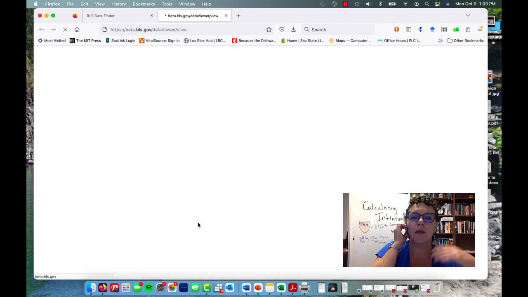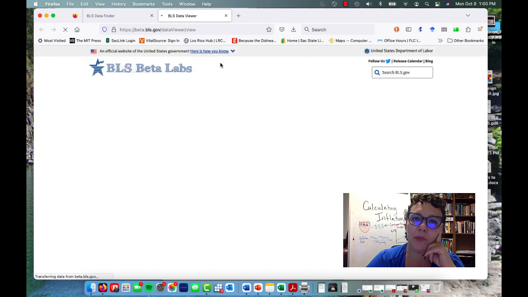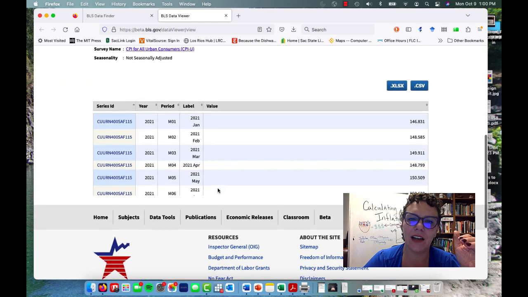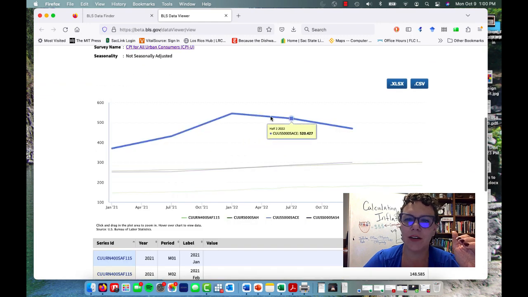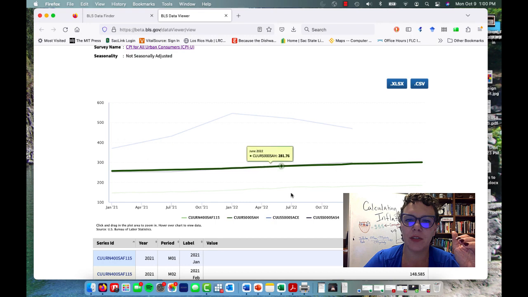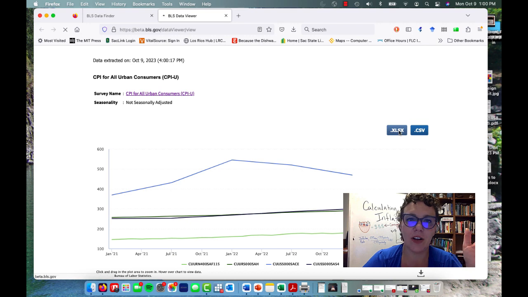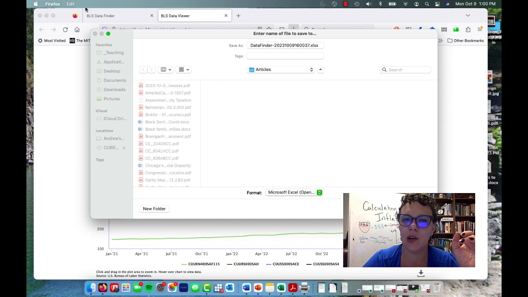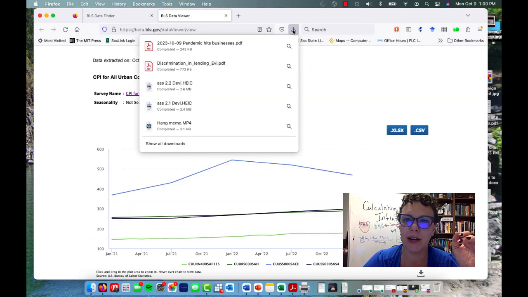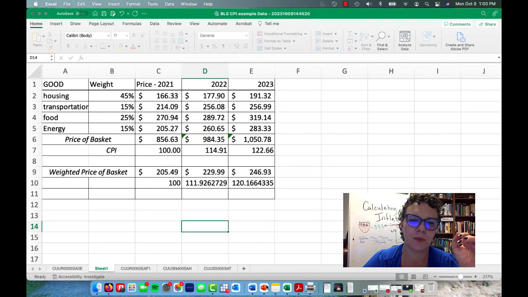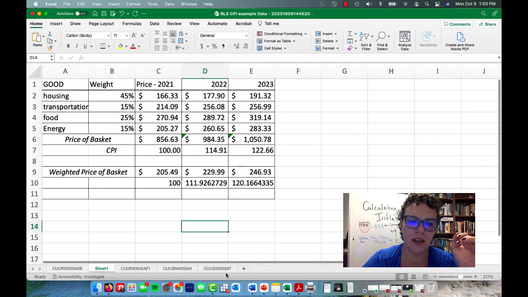And now that I've picked my different data sets, I'm going to pop it into this Bureau of Labor Statistics beta data viewer. And we can see the data over time here for these different variables. But what I want to do is download the data as an Excel file. I've actually already done that, so I'm not going to use this file. I'm going to open the file that I created previously to prepare for this. Here we go. So here we have the data that I pulled up.